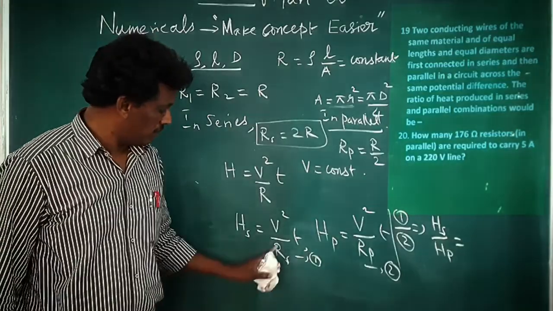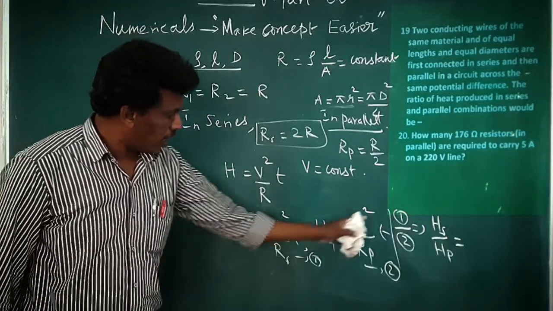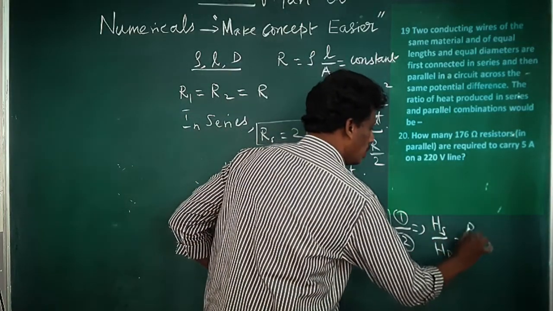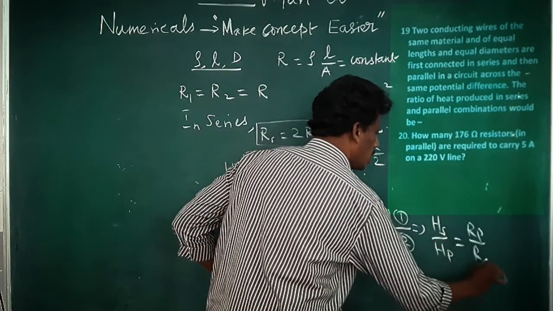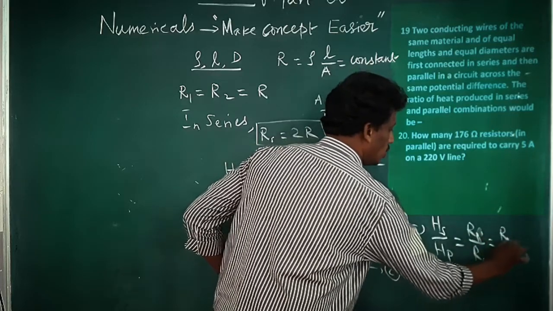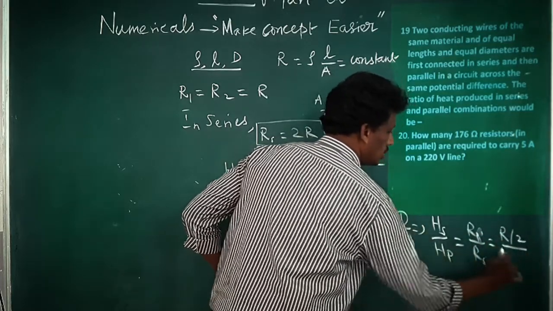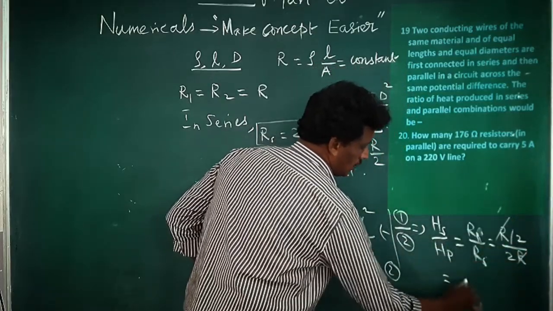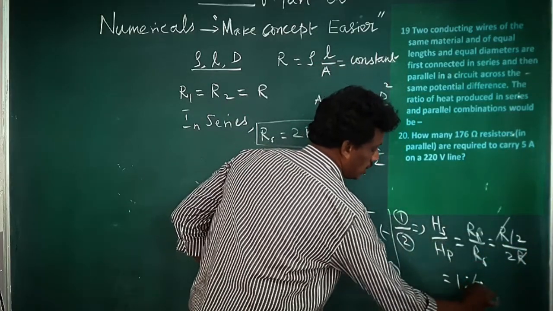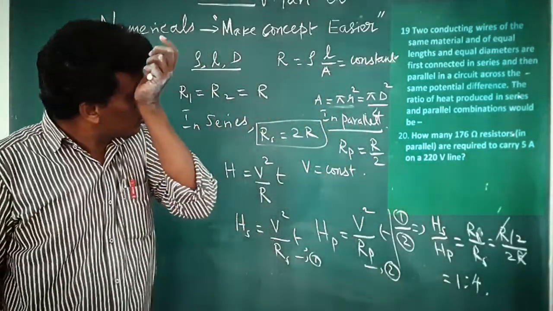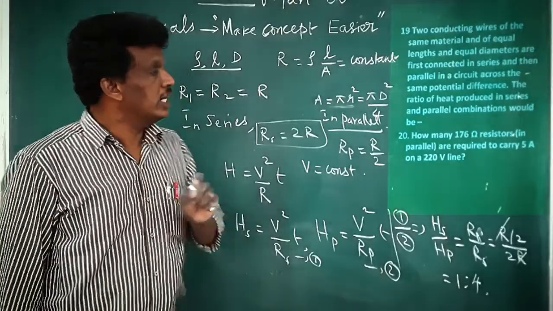I think now it's simple. V squared T common cancel. So reciprocal, so Rp by Rs. Rp how much? R by 2. Series 2R. What will come? R cancel. So 1 is to 4. So what is the ratio? 1 is to 4. Once again listen carefully here.